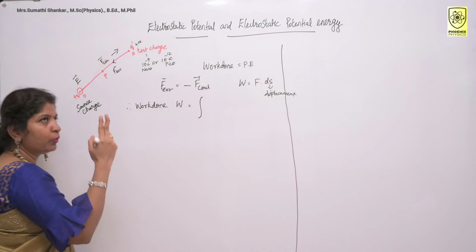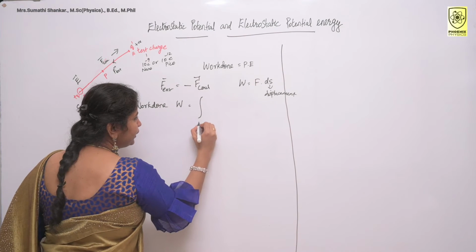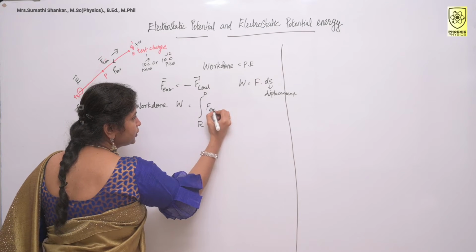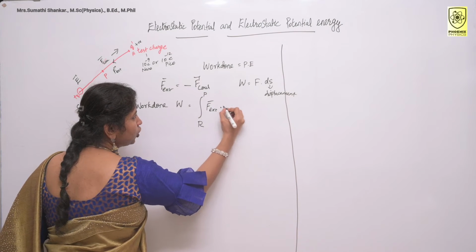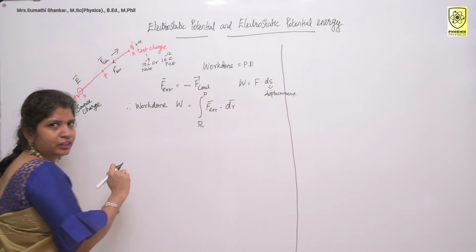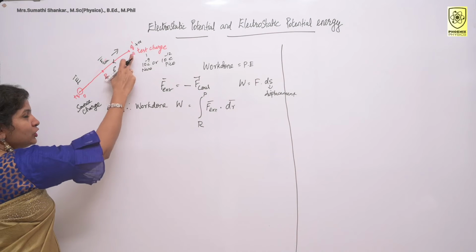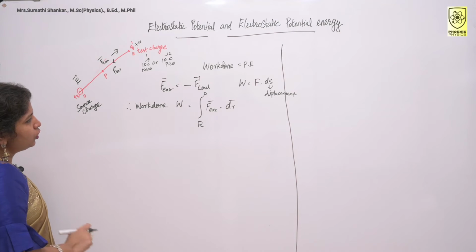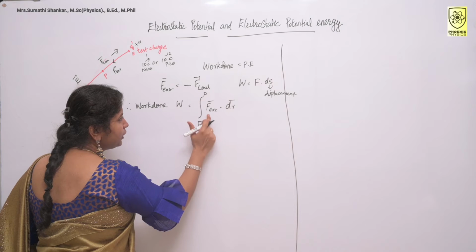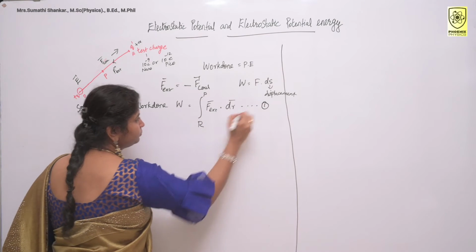Then how do you write the work done? Here I have two points, R and P. So the integral varies from R to P, F external dot dr. Here instead of ds I have written dr. This is also a vector quantity. dr is nothing but a displacement. So the work done is equal to the integral from R to P of F external dot dr. This is my equation 1.